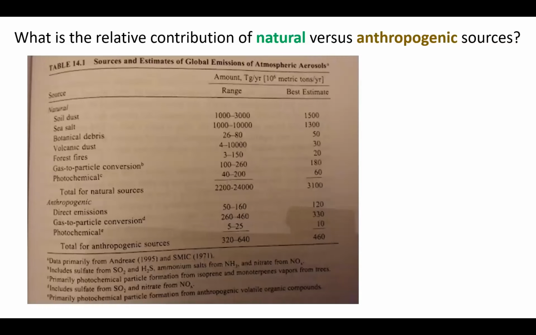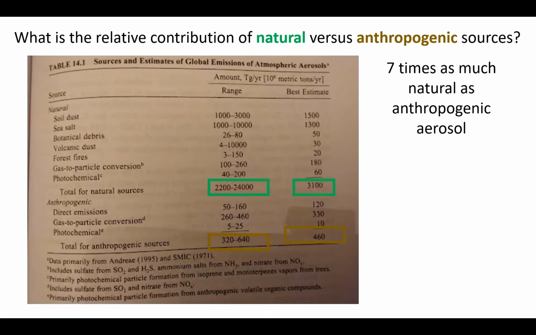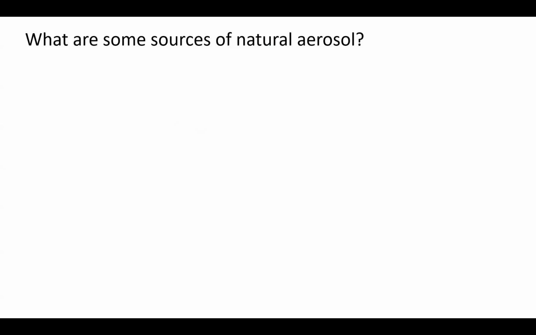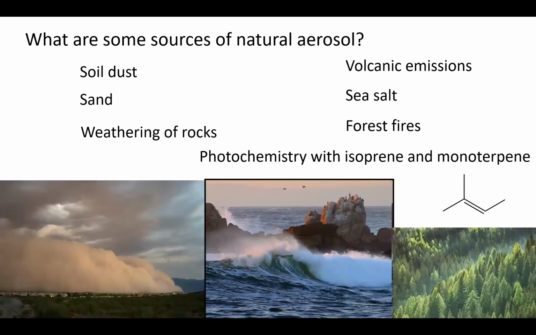When we started the unit on size, we talked about the relative contributions of natural versus anthropogenic sources. We used this table 14.1 from Hines and said there are very large kind of uncertainties associated with the total mass of aerosol in the atmosphere per year, but in general, natural sources outweigh anthropogenic sources by quite a lot. We also talked about some of the sources of that natural aerosol, things like soil dust and sand, volcanic emissions, sea salt.